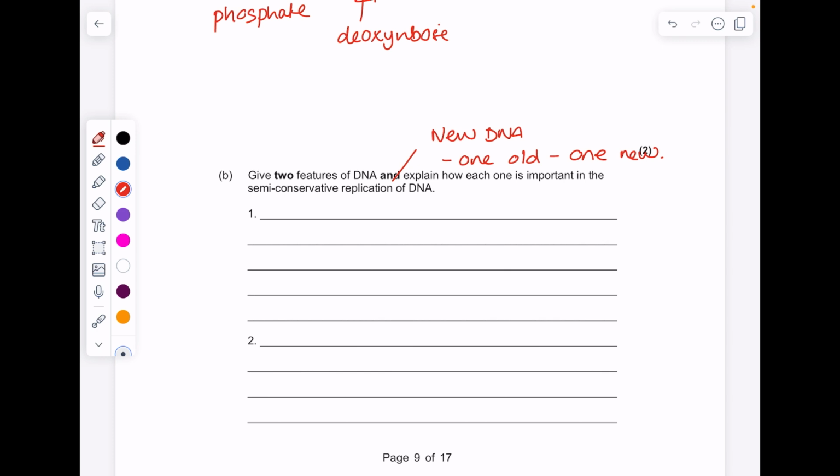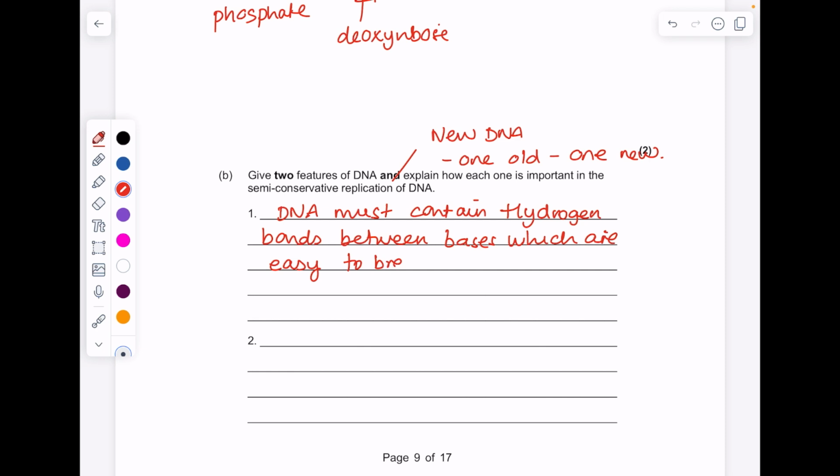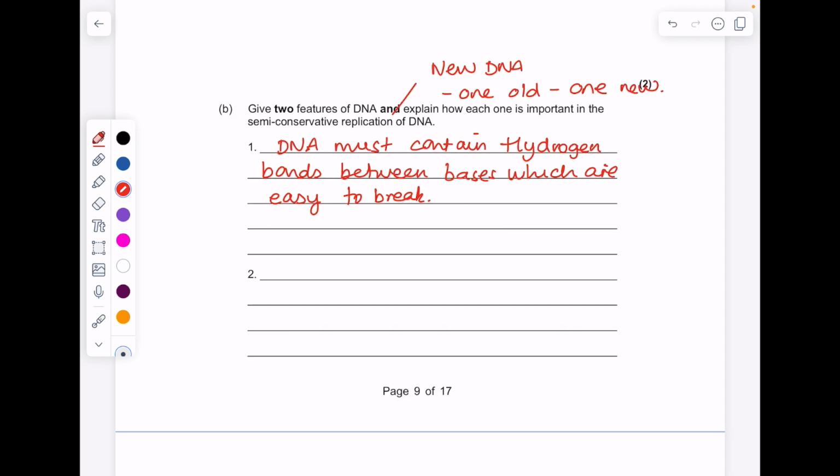So features include DNA must contain hydrogen bonds between bases which are easy to break. And secondly, we need to state that DNA must contain two strands, both of which can act as a template.